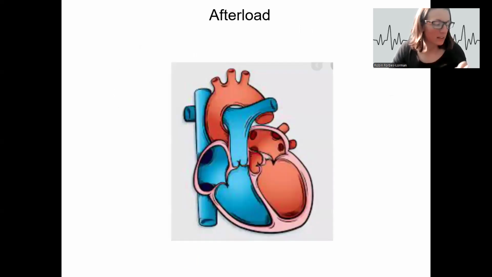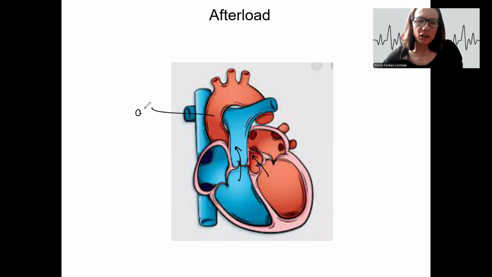The second one, and this is not directly physiologically relevant when things are normal, but the other force I want to talk about here is afterload. So this is the load that the heart has to push against to get the blood out of the ventricles into these great vessels. It's directly related to aortic pressure. And aortic is the one that we're talking about, the left side of the heart, when we talk about this.